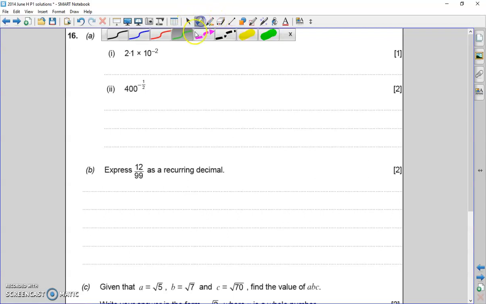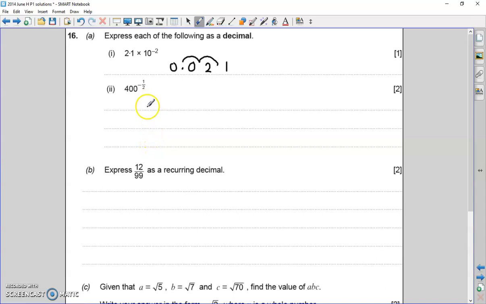This is converted into standard form. So 2.1 times 10 to the power of minus 2 is a small number, minus power. So if we start there and put my decimal point there, it's 2 jumps. 1, 2, 0.021. Okay, that's easy enough.